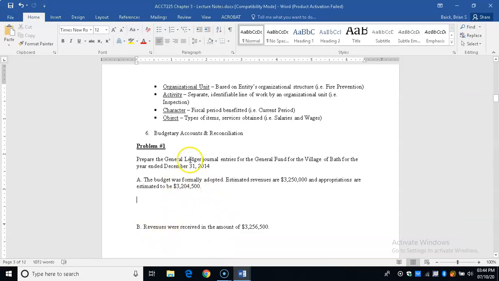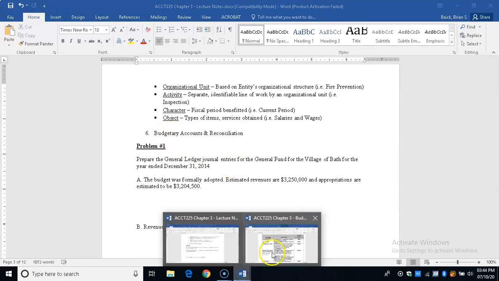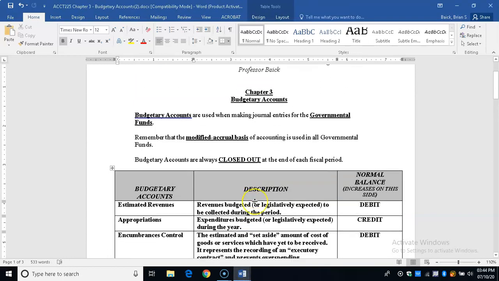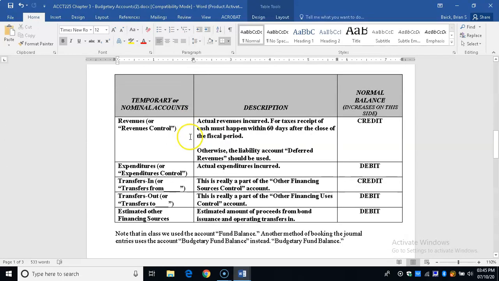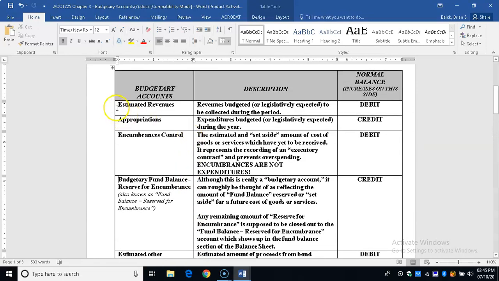Okay, so we're going to talk about budgetary accounts and budgetary accounting. So here we have a handout, and what you need to know is that when you are doing accounting for governmental funds, use the modified accrual basis of accounting, and they use budgetary accounts. So budgetary accounts simply provide more detail. It's an extra step. So there's a lot of budgetary accounts here, so you can take a look at these on your own. But the most important ones are these four here. These are the most important budgetary accounts.